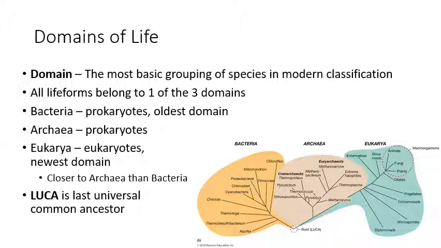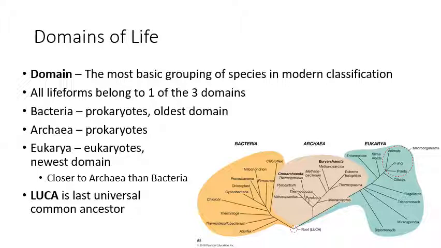Life is divided into 3 major groupings called domains. So in older classification systems, you have the kingdoms of life, like the animal kingdom and the plant kingdom that you're probably familiar with. Today we don't use those systems anymore, although our modern classification systems are influenced by that old system. But today we use domains as our biggest grouping of species. And you have 3 major domains of life, into which all life forms can be organized.